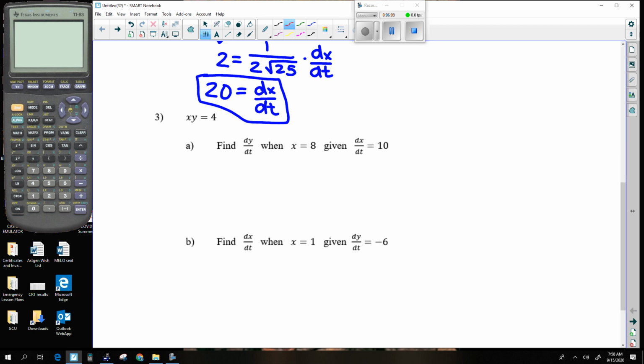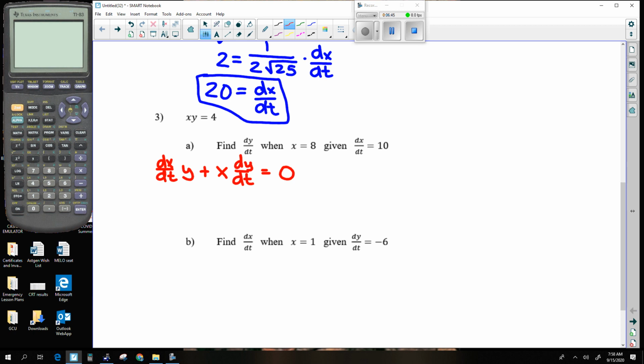All right, number 3, we have xy is equal to 4, so let's take that derivative. So the derivative of x is dx dt times y alone, plus, leave the first alone, derivative of y is dy dt, and then the derivative of 4 is 0. Now, it appears that they didn't give us enough information to answer our question. So take a look at what they want and what they give us.